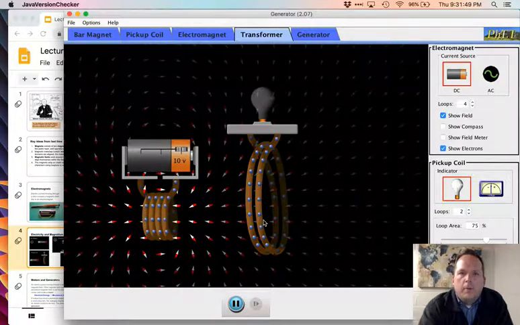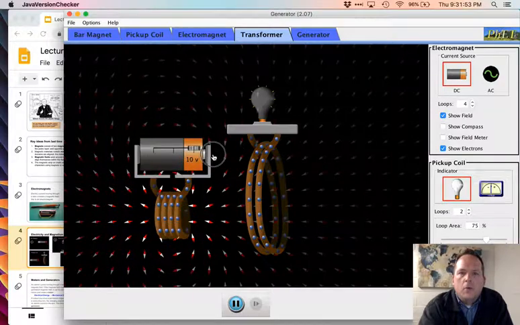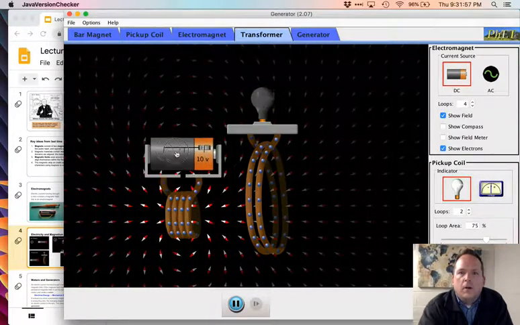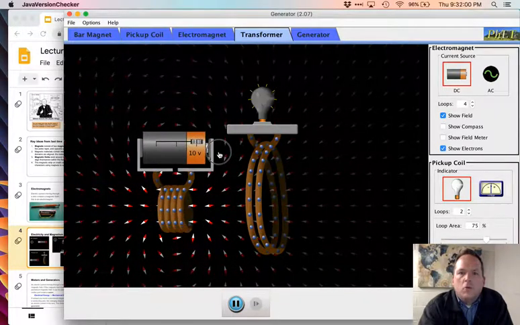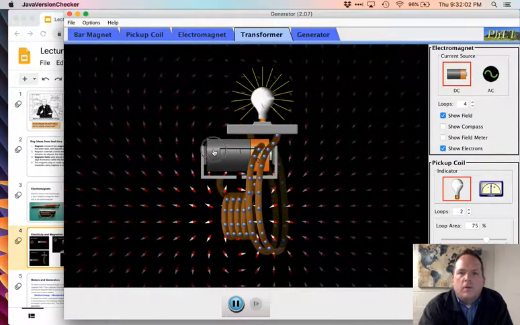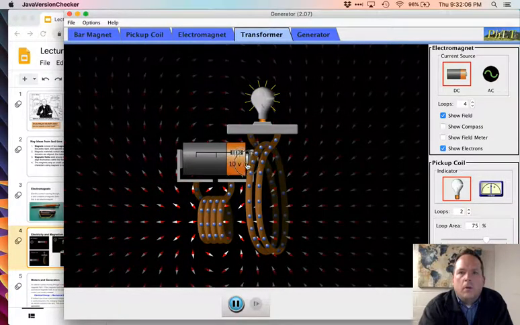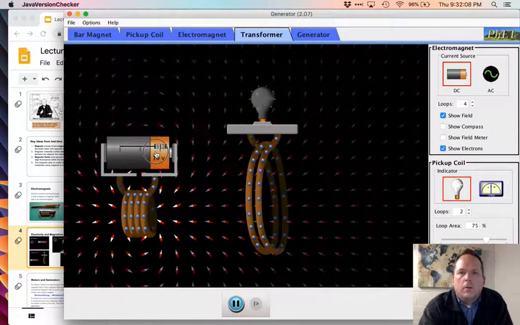Nothing's happening over here in my pickup coil until, like I did with the bar magnet, I move my coil that's transmitting things here, and as I move it and change the magnetic field near the pickup coil, I can induce a current in that pickup coil and light the light bulb.